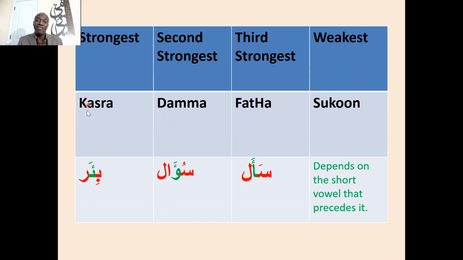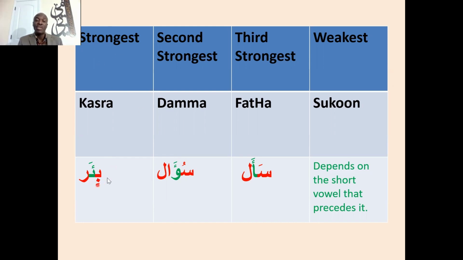So if you have the kasra, since we said the kasra is the strongest in determining the seeding or the seed for the hamza, we need to look at two things. We need to look at the hamza itself and the letter that precedes it. In this case, the letter that precedes the hamza is the letter ba, and the letter ba has the kasra here. And we said the kasra is the strongest.